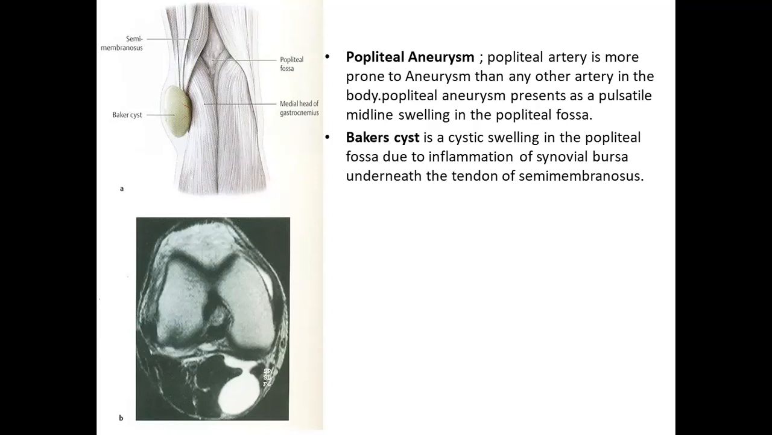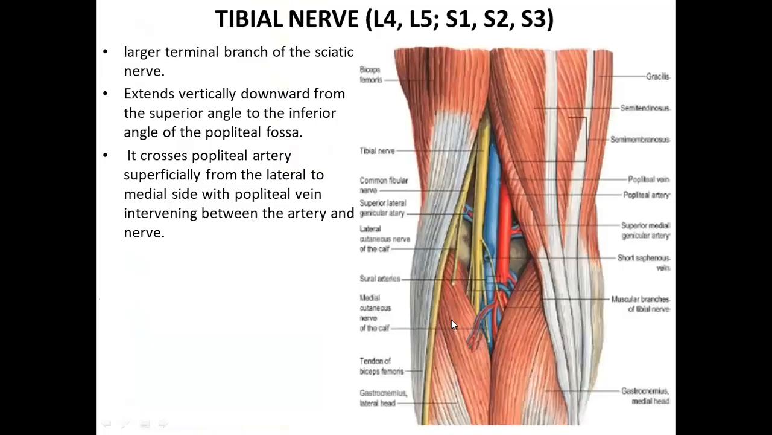Then there is another swelling which we see in the popliteal fossa that is known as Baker's cyst. A Baker's cyst is a cystic swelling in the popliteal fossa due to inflammation of the synovial bursa underneath the tendon of semimembranosus. We have discussed this synovial bursa under the cover of semimembranosus in the last class. So if we have a swelling in the popliteal fossa, two differential diagnoses which can be made are a popliteal aneurysm, that is the dilatation of the popliteal artery, or Baker's cyst, which will be a cystic swelling because of the inflammation of the synovial bursa underneath the semimembranosus muscle.